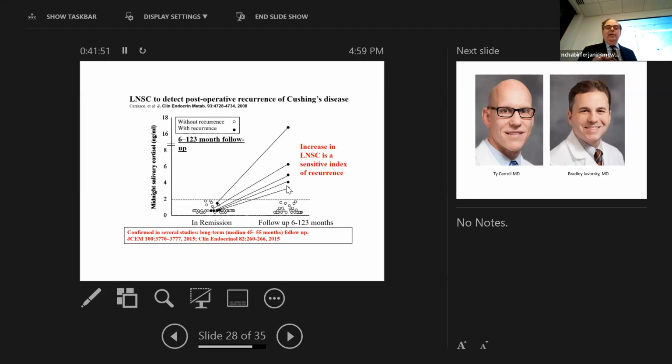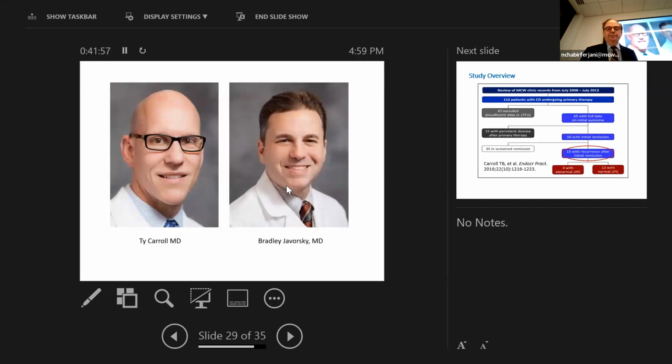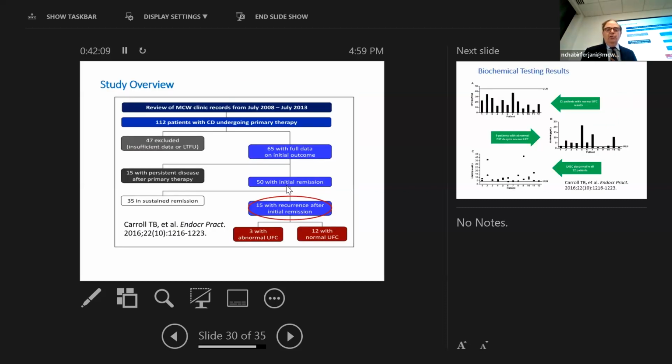They don't even have any clinical signs and symptoms of Cushing's, but their late night salivary cortisol levels are a bit elevated. And these are two other of our, I would say, young junior faculty. These guys are already in their 40s, they're getting old, but Brad and Ty Carroll and Brad Jaworski, who I've had the pleasure to work with, did a study kind of confirming this late night salivary cortisol thing.